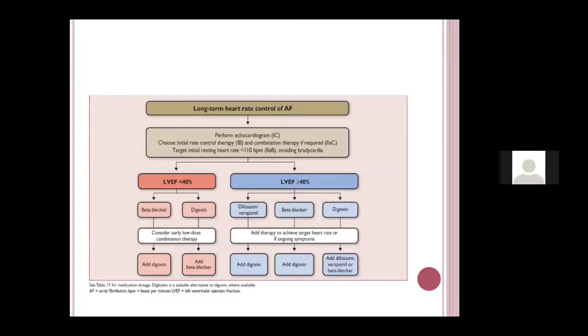So as I already told you, if you need a rate control, you see an echo where the EF is less than 40%, then you have only two options, beta blockers or digoxin. So you can add either of these. And if it is more than 40%, you have beta blocker, calcium channel blocker, and or digoxin. Any of these you can use.